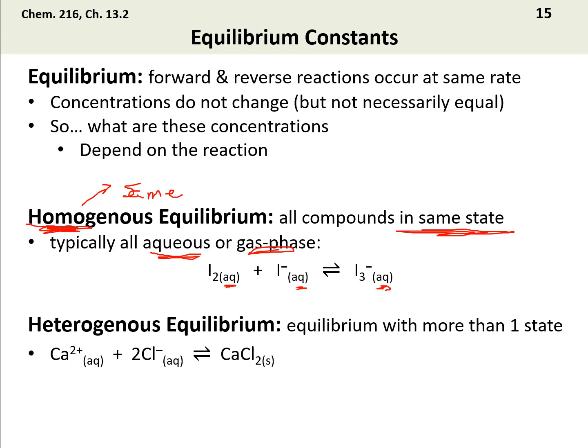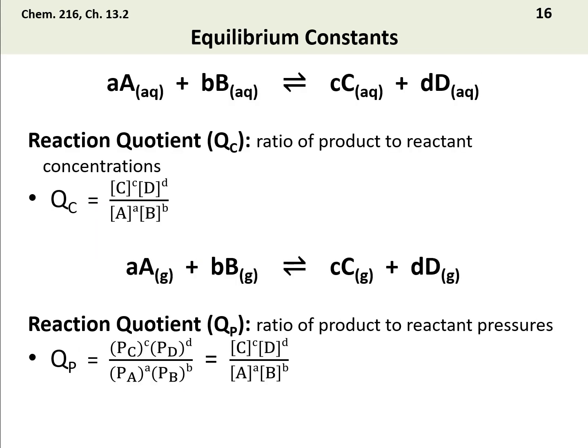You're not going to have it if they're all solids, and typically not if they're all liquids, usually aqueous or gas phase. We can also have heterogeneous equilibrium. Hetero means different. So that's when we have an equilibrium with more than one state. For instance, here I have calcium 2 plus aqueous plus 2Cl minus aqueous goes to form CaCl2 solid. This is heterogeneous. This is homogeneous. That's going to become important once we start talking about something called Q.